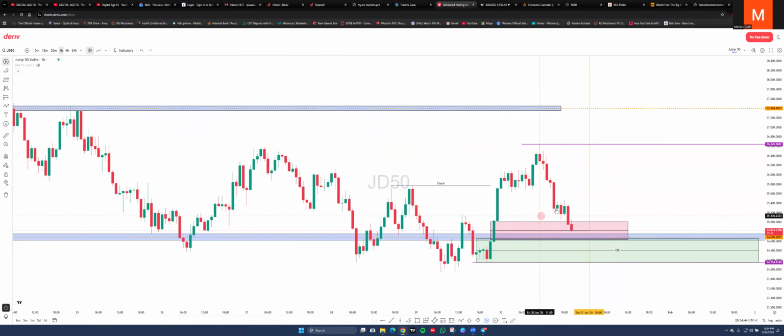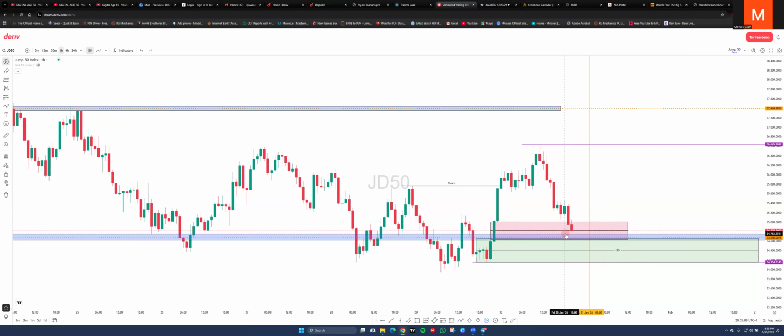Right. So it has taken out this liquidity. There's a high here that was broken off. There's another high here that was broken off. Let me just shift it forward. Yeah, there was a high here that was broken off. So now market has taken off. This is the fair value gap on 1 hour. Market is in the fair value gap now on 1 hour.